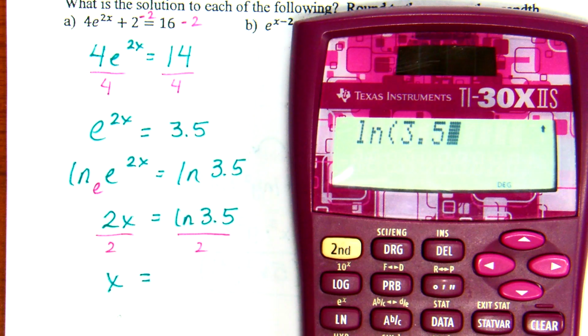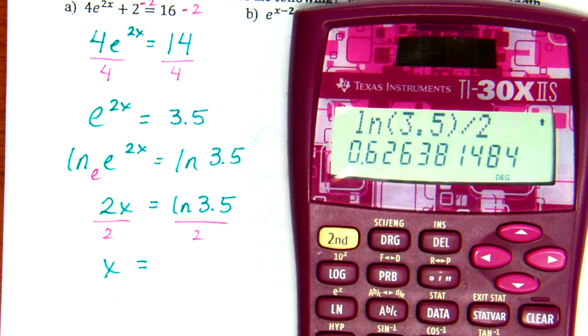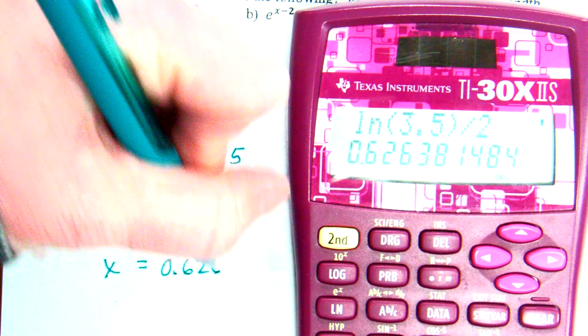So I'm going to do ln 3.5. I'm going to end my parentheses on my calculator, and then I'm going to divide by 2. See, it's round to nearest thousandth, 3 decimal places, so 0.626. 3 tells that 6 to stay.